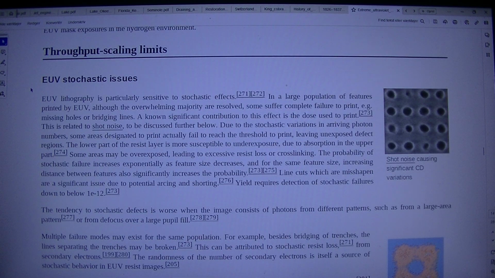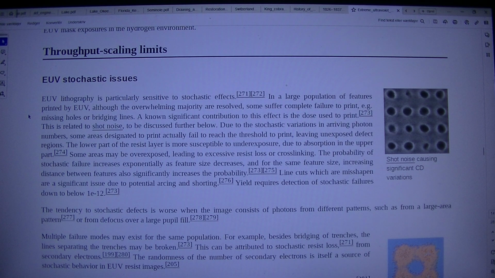271. 272. In a large population of features printed by EUV, although the overwhelming majority are resolved, some suffer complete failure to print, e.g. missing holes or bridging lines. A known significant contribution to this effect is the dose used to print.